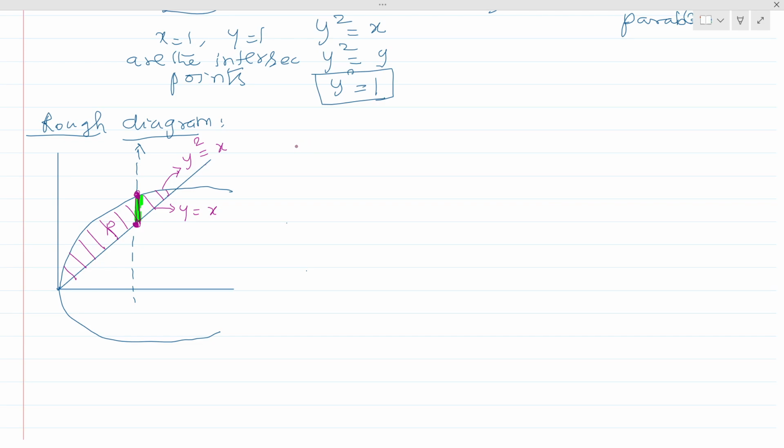So how to solve this? I equal to double integral over 0 to 1. And one more important thing: what are the intersection points? 0, 0 and this point is 1, 1. The intersection point is 1, 1. This point is 1, 0.